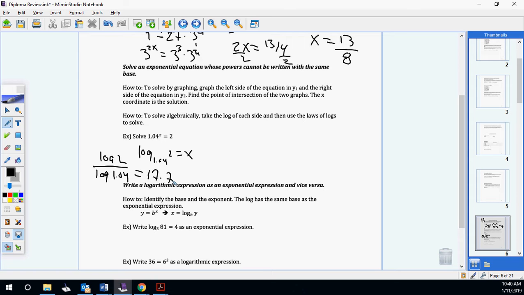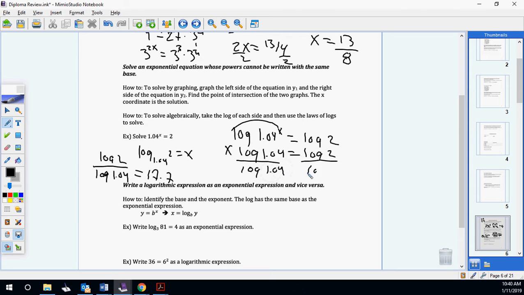Okay, and if I do log both sides, drop the x, divide, divide, and then we get the same thing, right? Log 2 over log 1.04, 17.7 again. So that's just the two ways to do it. Whichever one you like is fine.